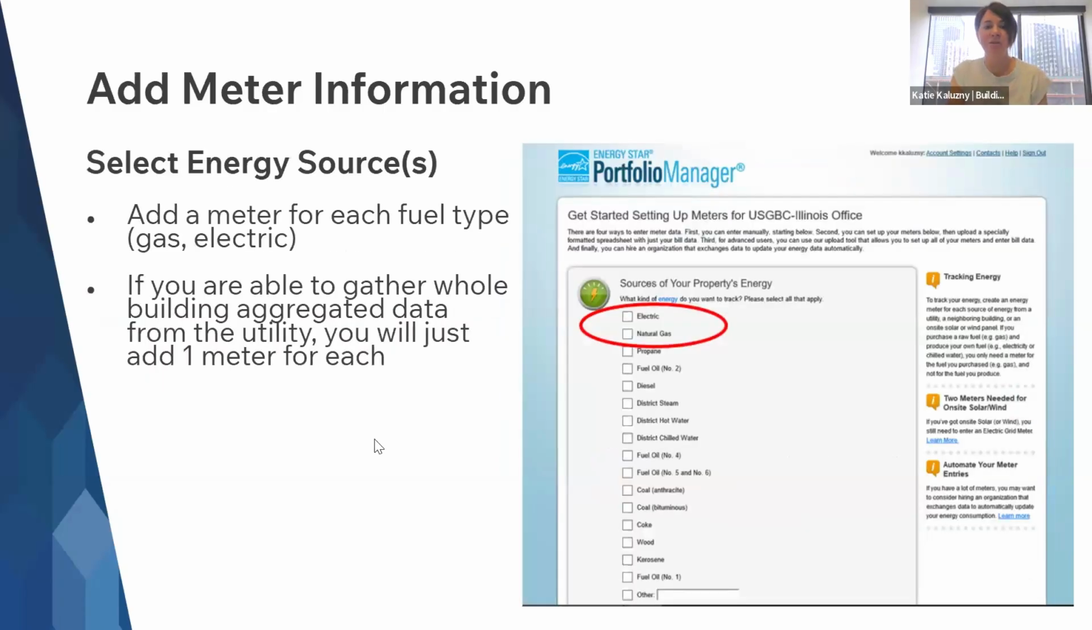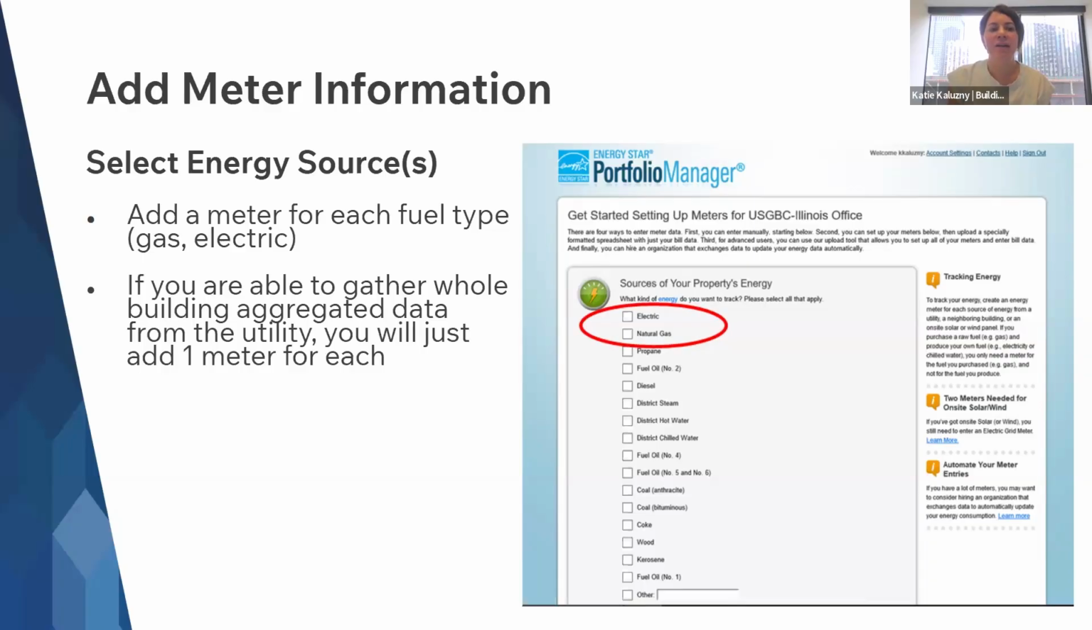If you don't have any meters set up yet, it's going to ask you what are the sources of your energy use. And so you want to add a meter for every fuel type. In most cases, in our region, you'll have an electric and a gas meter. And in a lot of cases, you'll probably want to just set up one meter for both.